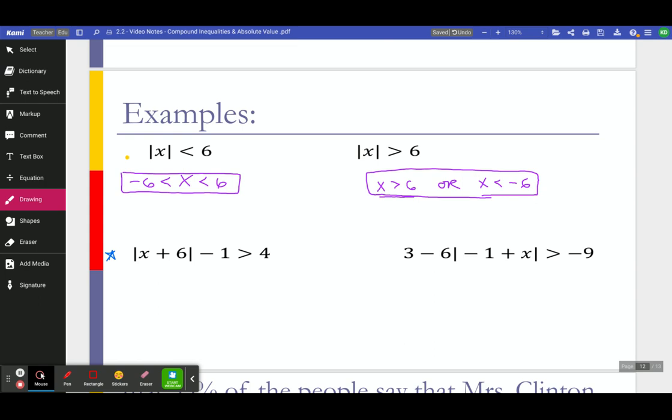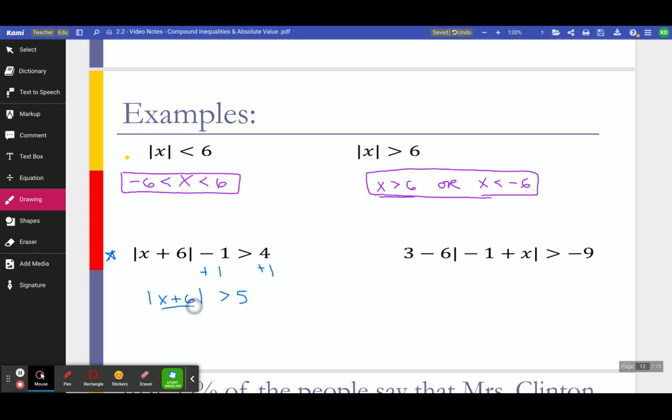So the first thing we need to do is to isolate the absolute value bars. And we're going to do that by adding 1 to both sides. We get the absolute value of x plus 6 is greater than 5. This is a greater than, so it's going to be an OR. So we're going to make two inequalities.